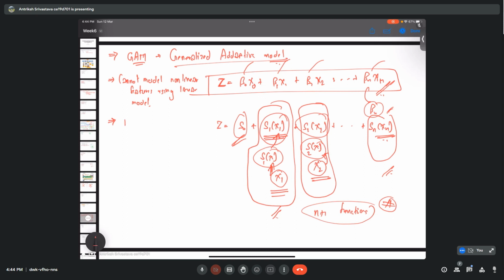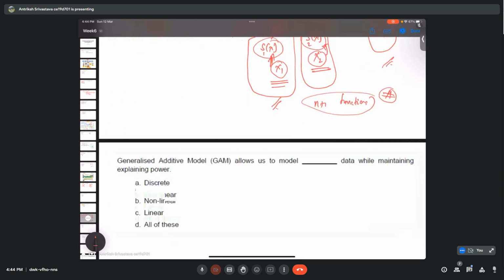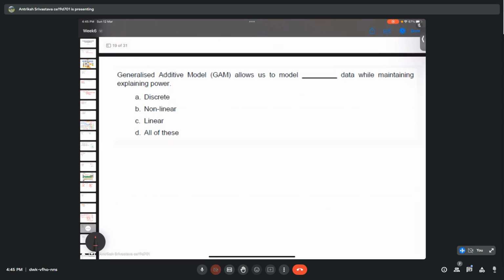So we retain the explaining power. Okay, if you understand this, let's see if you can answer the next question. Generalized additive model GAM allows us to model dash data while maintaining explaining power. Options: discrete, nonlinear, linear, all of these.